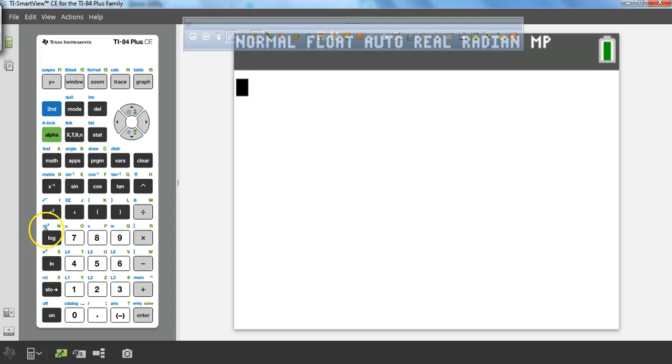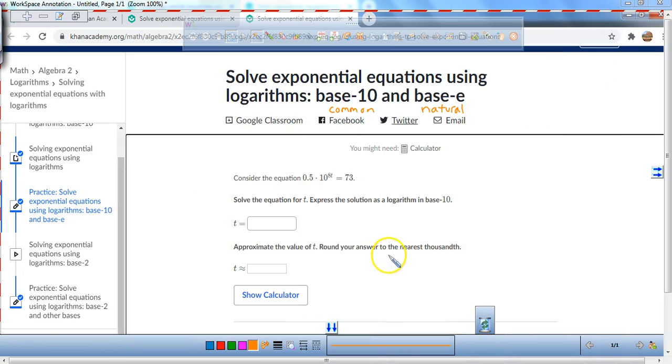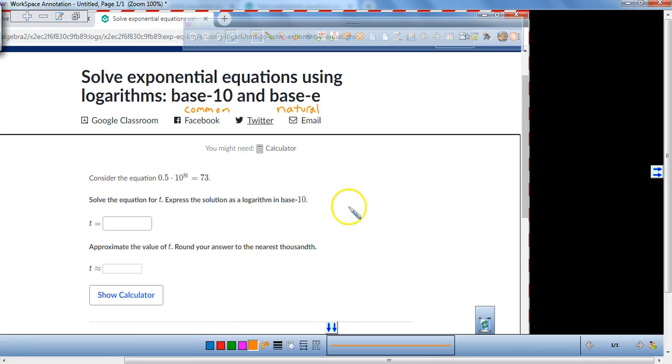You can see above it says 10 to the power of x and e to the power of x. So they're right next to each other. So we're going to be using those today. It says consider the equation 0.5, or a half, times 10 to the power of 8 times t equals 73. We're going to solve for t and express it as a logarithm in base 10. So I'm going to go over here and do a little work.